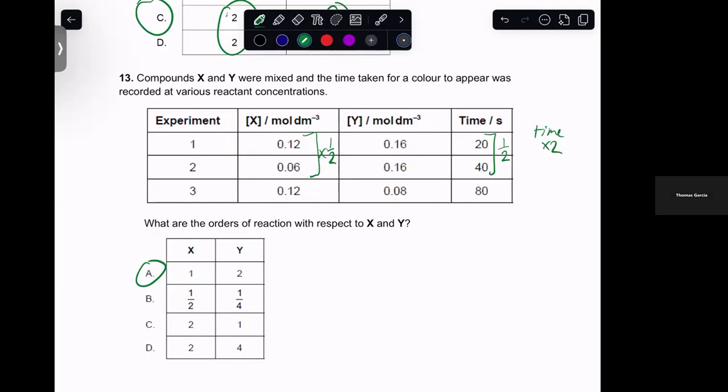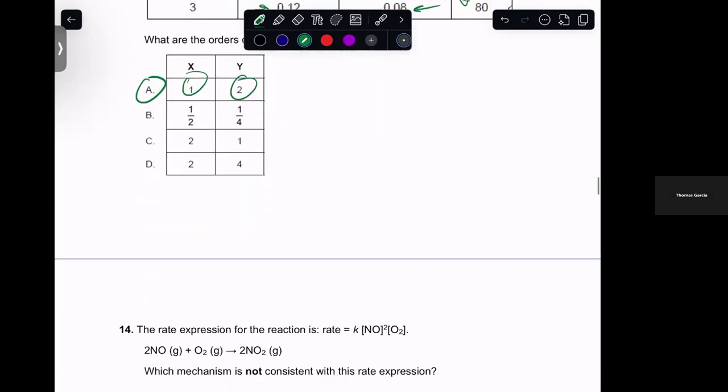We can still confirm it. We also notice over here that this is halved, but the issue is we can't use that data because X is also changing. So we instead look at a different data set. We go from here to here, where X stays consistent. And we'll notice that Y, when it is halved, the time is times 4. So Y is second order. So it's got to be A still.